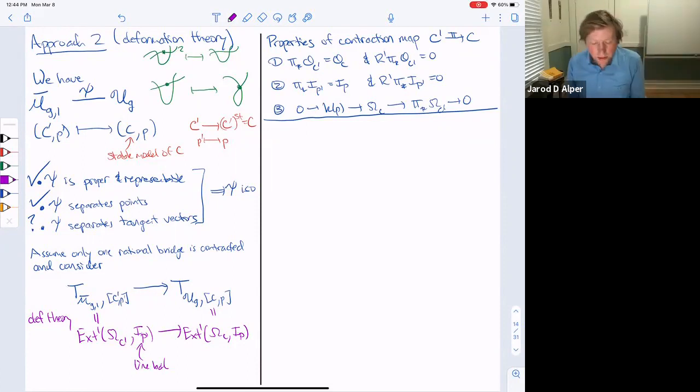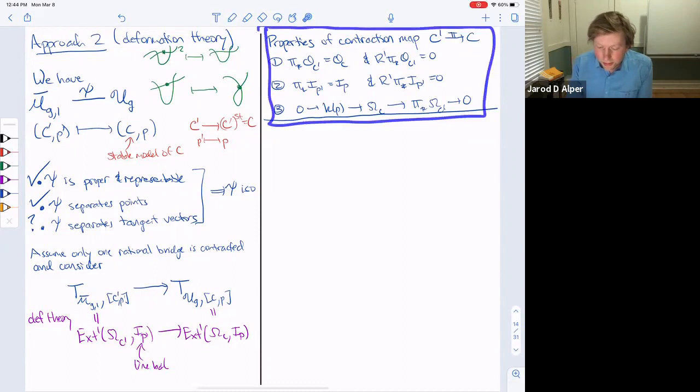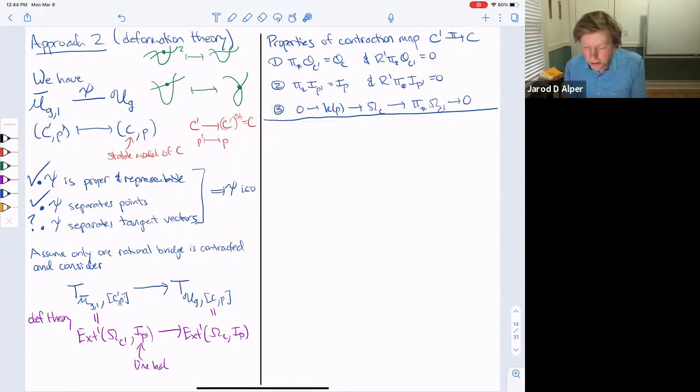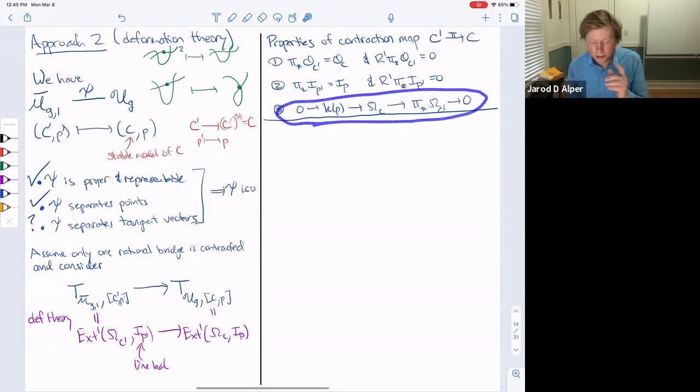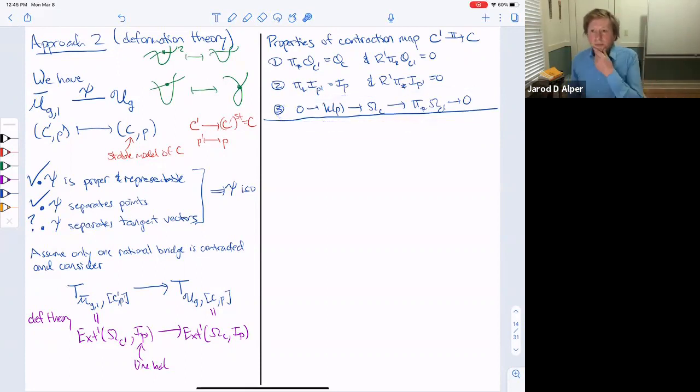The properties we're going to use under this contraction map are listed here. The map C prime to C is contracting that P1, and the push forward of the structure sheaf is the structure sheaf, with vanishing higher direct images. Also the push forward of the ideal sheaf defining P prime is the ideal sheaf defining P, and you get some vanishing. We want to compare their sheaves of differentials, and since we're contracting just one rational bridge, we have an exact sequence like this that you can check.